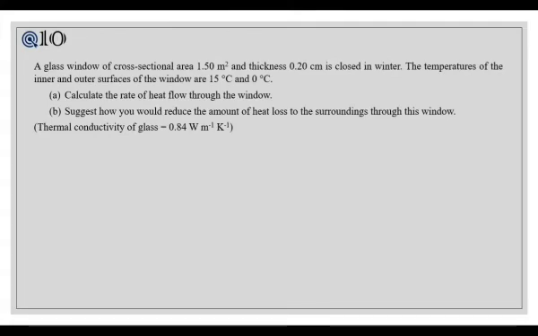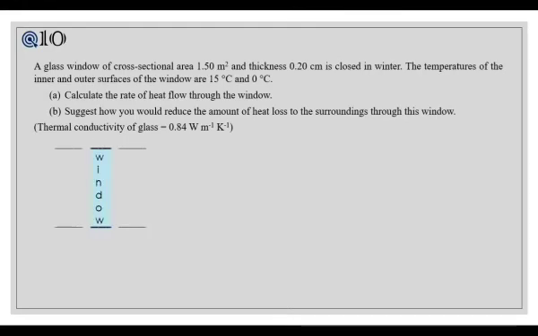Question number 10. A glass window of cross-sectional area 1.5 meter square and thickness 0.2 cm is closed in winter. The temperatures of the inner and outer surfaces of the window are 15 degrees Celsius and 0 degrees Celsius. Question A. Calculate the rate of heat flow through the window. And B. Suggest how you would reduce the amount of heat loss to the surroundings through this window. Given to us, the thermal conductivity of glass is 0.84 watt per meter per Kelvin.